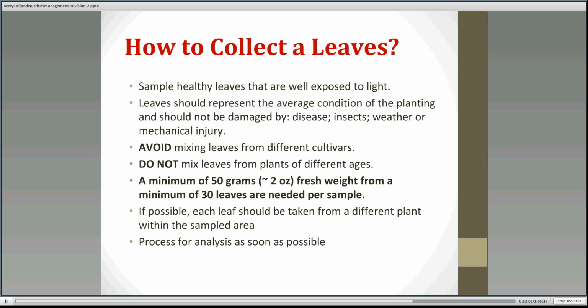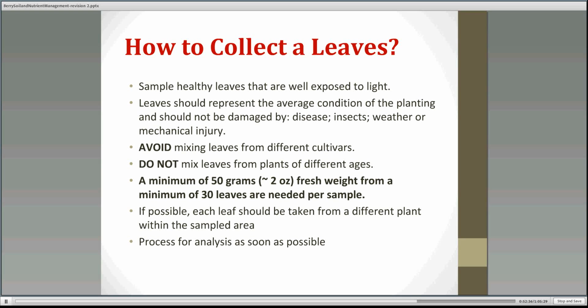So how do we collect the leaves? Again, we want healthy leaves that are well exposed to light. They should be representative for the average condition of the planting. Try not to select leaves that are damaged by disease, insects, weather, for example, hail damaged or mechanical injury. Don't mix leaves from different cultivars. Remember, Jeff talked about management areas. You want to try to keep your management areas uniform. Plantings of different ages, leaves from those should not be mixed. Those should be separately sampled.